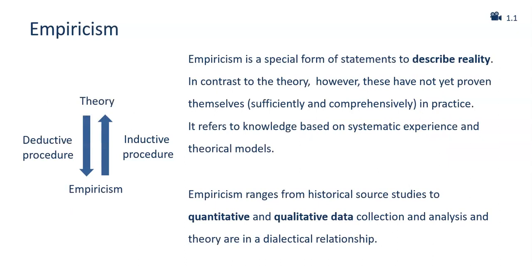Empiricism comprises information or data that is generated, for example, within a scientific investigation. Empiricism makes specific statements to describe reality, of what actually happens in a particular context. In contrast to theory, however, these statements have not yet been sufficiently proven in practice, because they are often based on only one or perhaps a few scientific studies.